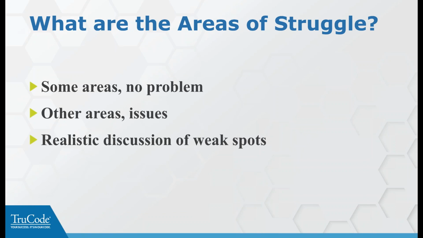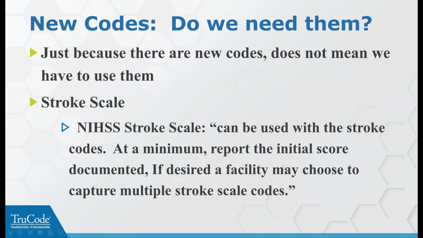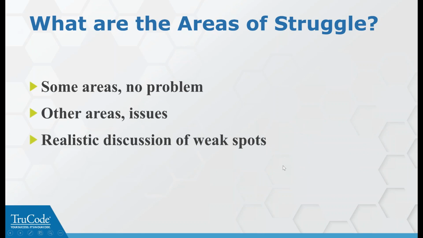Okay, so let's go into what can we do now. And again, some of the things I think we've talked about are not just old, they're here as well. So I think that's one of the first things to talk about now: what are your areas of struggle? And we know that some areas are fine. Documentation's there. Fortunately, doctors are putting things like left and rights. We may have some areas where there's no problem, that we thought there'd be a problem, but there's not.